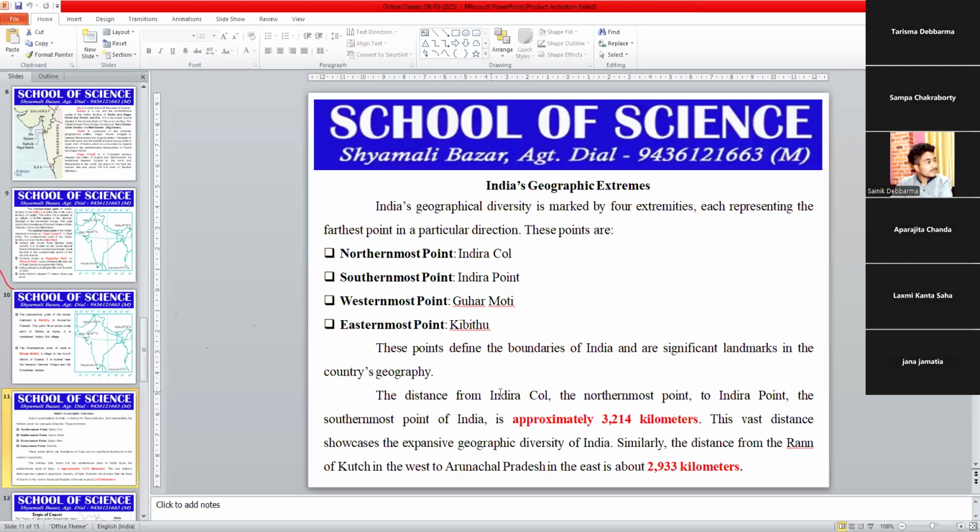The distance from Indira Call, the northernmost point, to Indira Point, the southernmost point of India, is approximately 3,214 kilometers. This vast distance showcases the expansive geographic diversity of India. Similarly, the distance from Rann of Kutch in the west to Arunachal Pradesh in the east is about 2,933 kilometers.